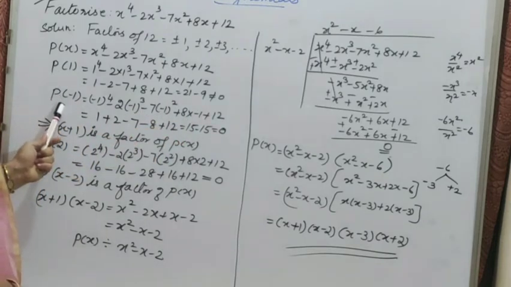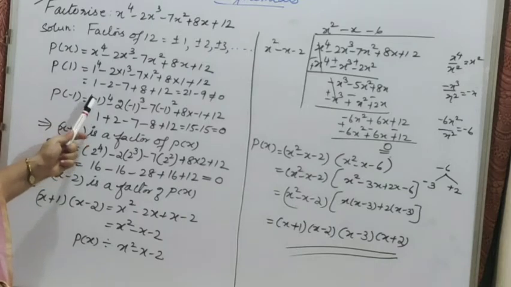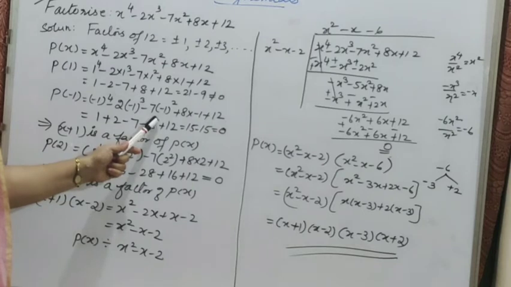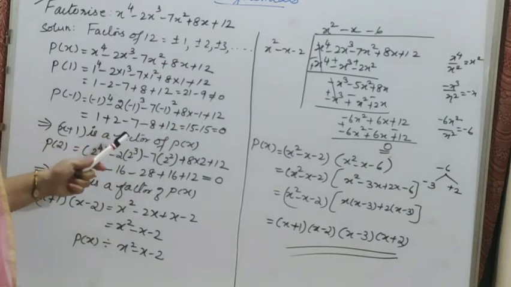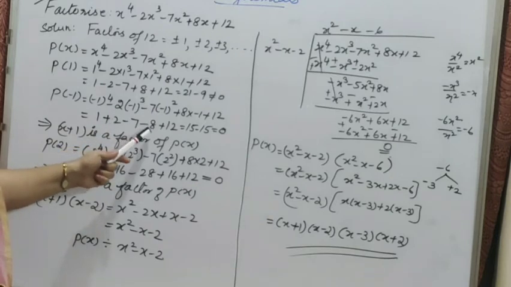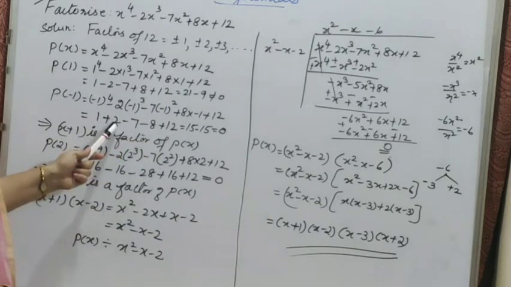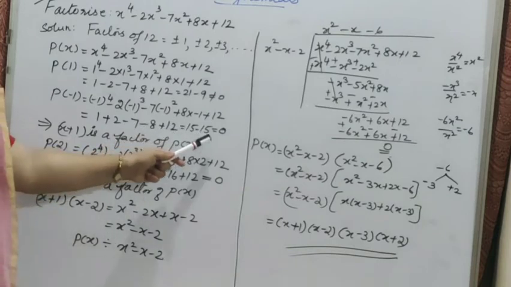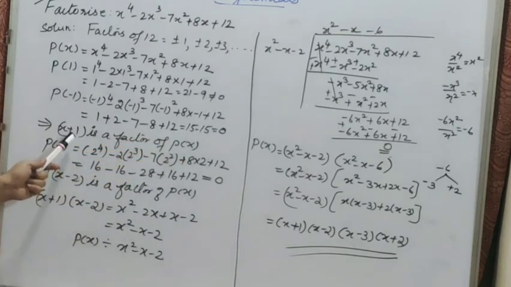P of minus 1 we will try. Minus 1 raised to 4 minus 2 into minus 1 cube minus 7 into minus 1 square plus 8 into minus 1 plus 12. You solve, it means 1, then plus 2 minus 7 minus 8 plus 12. 12 plus 2 is 14, plus 1 is 15. 8 and 7 is 15 only. So 15 minus 15 is 0. So what is the conclusion? x plus 1 is a factor.